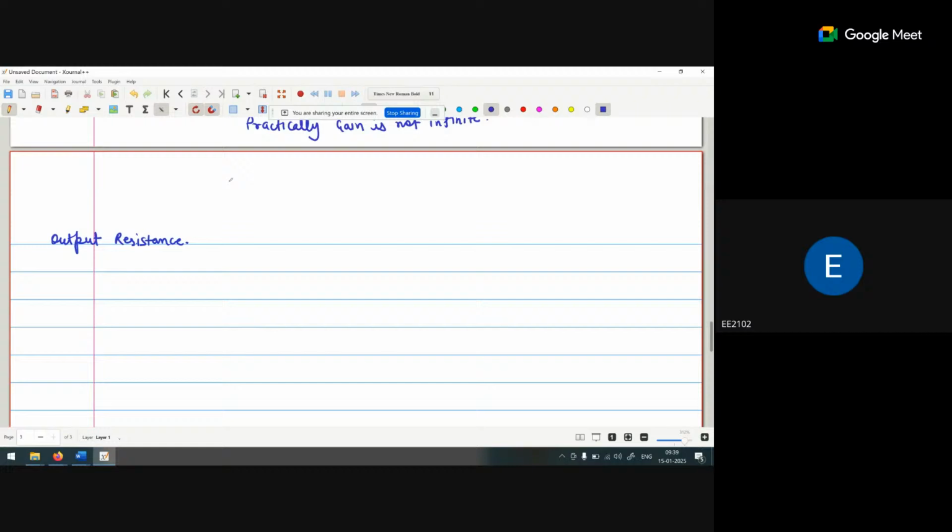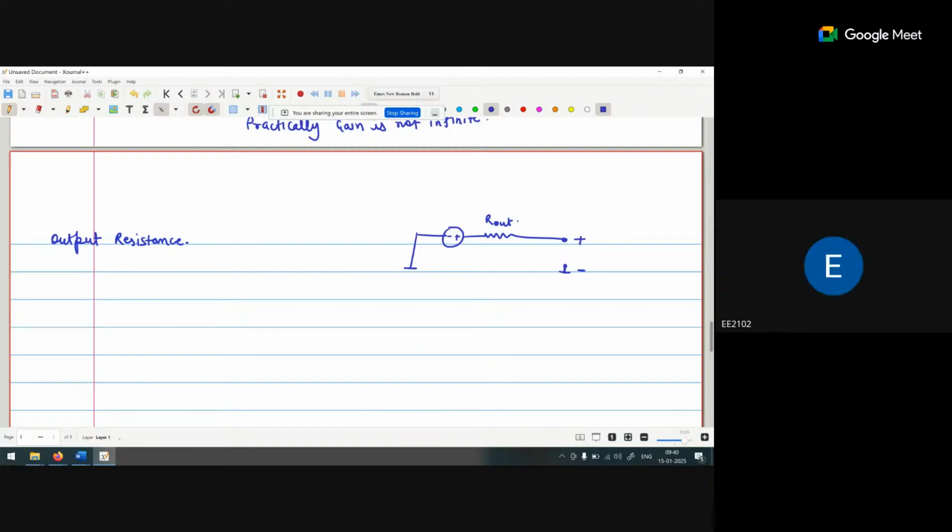If I have an output circuit like this, minus plus, it is grounded, then this is the R out. So what is the output resistance? What should be the output resistance? Very minimum, zero almost. Minimum or zero.